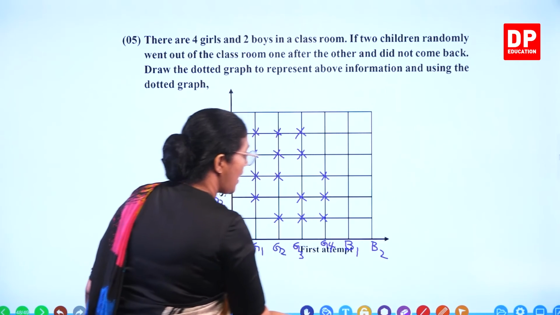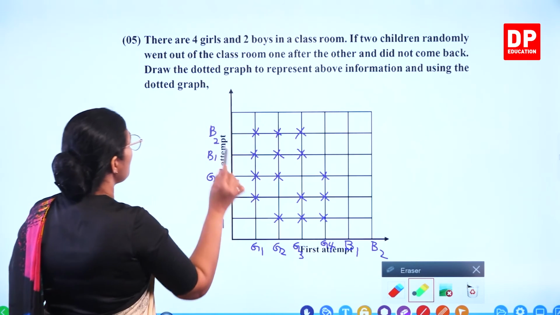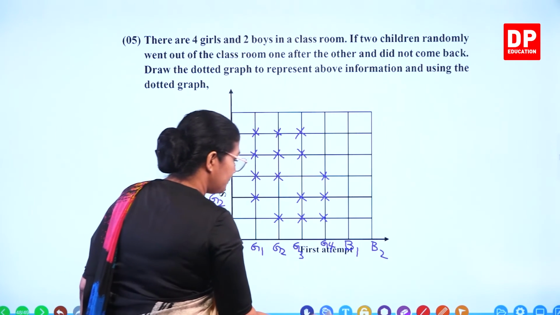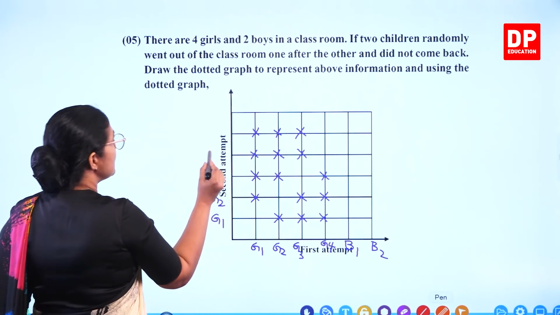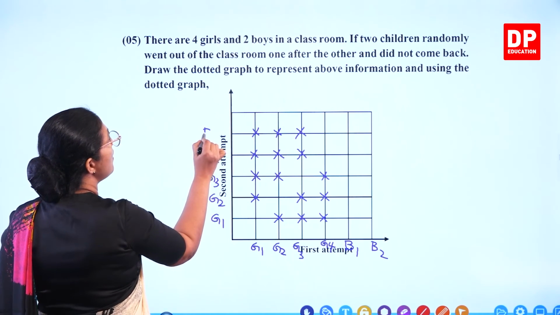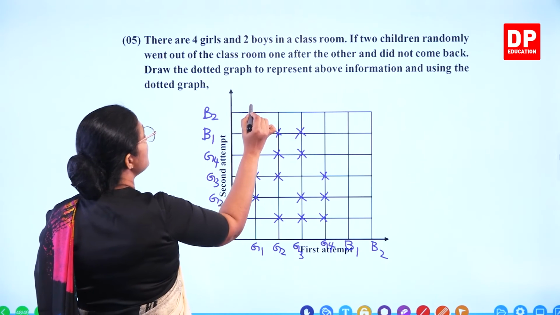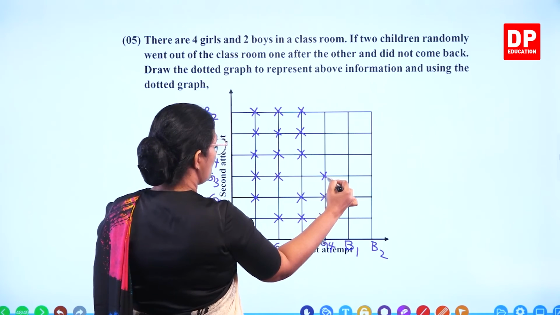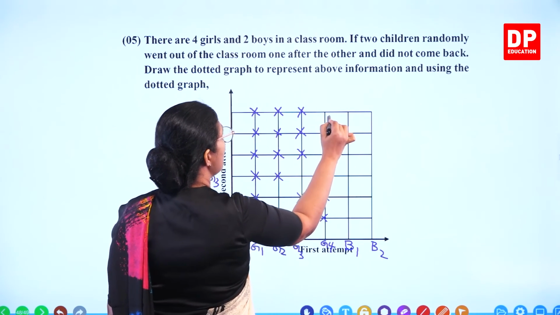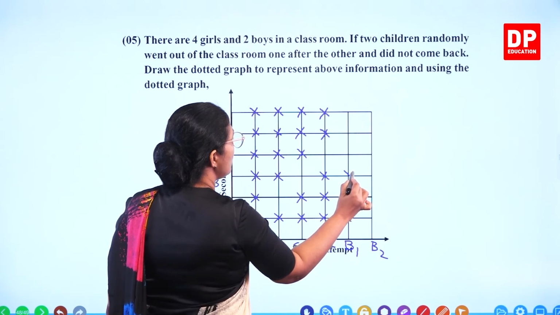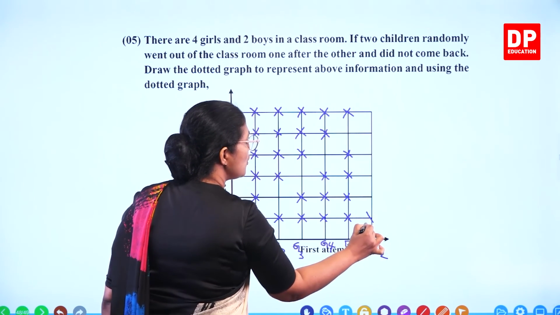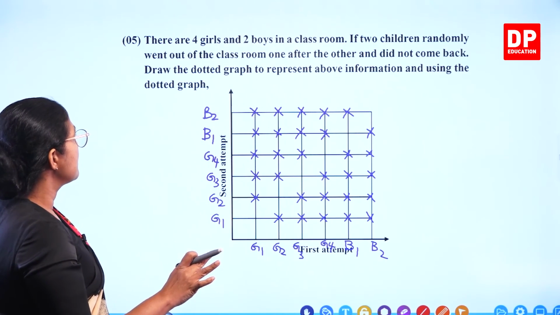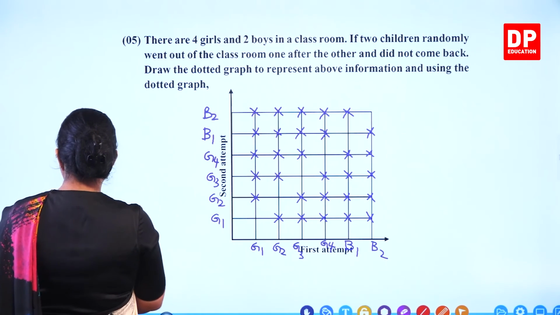So let's write down that one. Here this part. 4 girls are there. G4, B1, B2. So you get all these possibilities as well. And this one, G4, you can't get G4, the other ones. B1, you can't get B1 again. B2, you can't get B2 again. So these are the possibilities. Using this graph, we'll try to answer the questions.